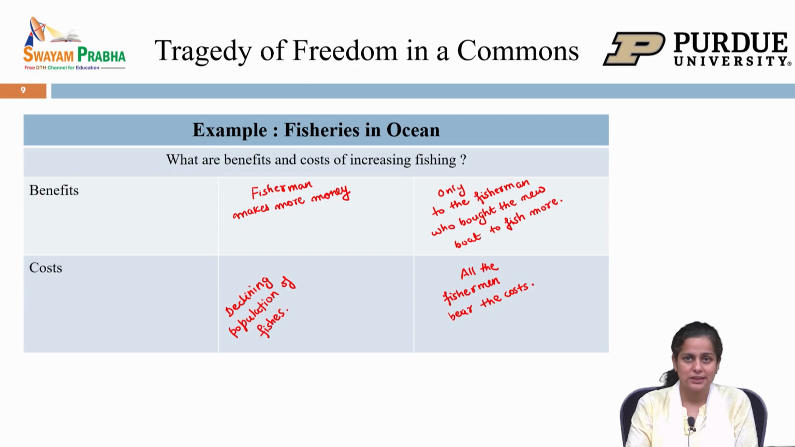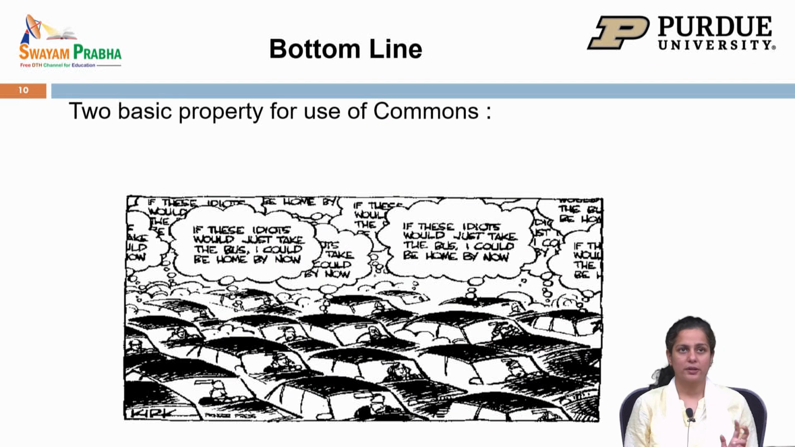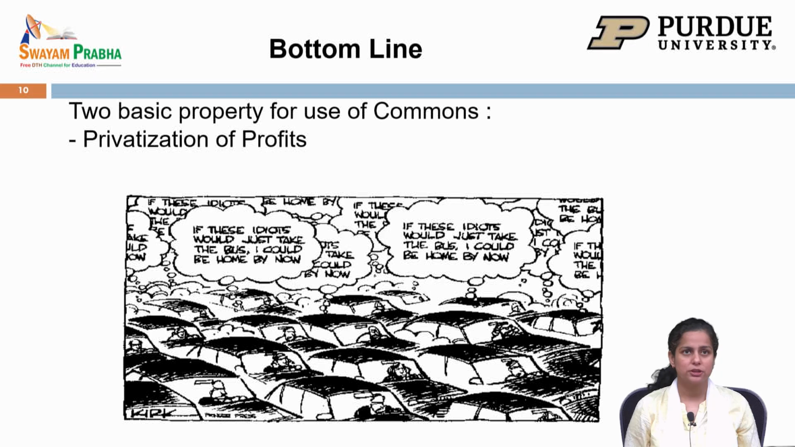If everyone decides to add more boats and increase fishing to just extract all the resource for their profit, then eventually the whole fishery declines, and that is the tragedy of the commons, because of the overfishing that happens. So, bottom line is that for the use of commons and what leads to tragedy of the commons, there are two things. One is the privatization of profits.